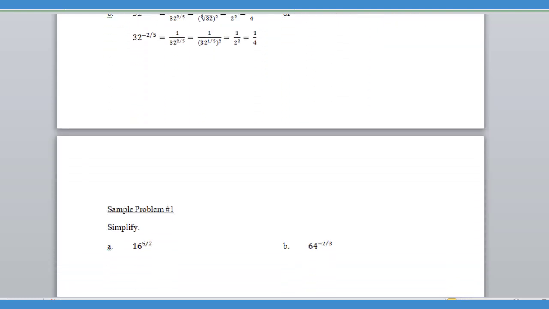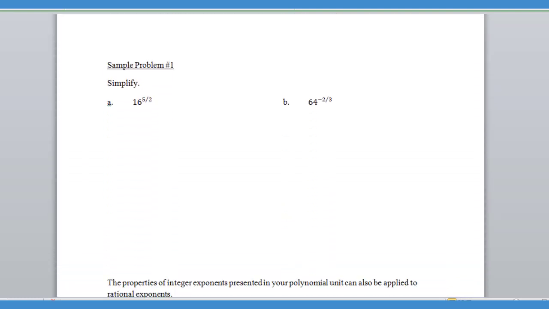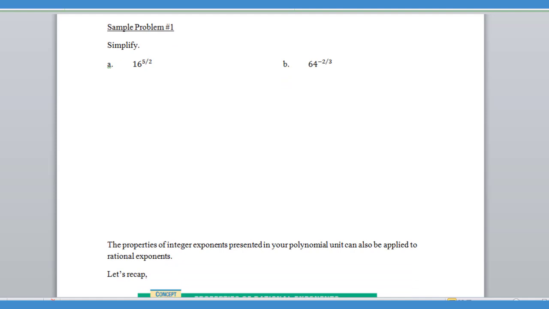Now, if we take a look at sample problem number 1, it says to simplify. And so you could, at this point, really just take your calculator and punch this straight into your calculator. Now, obviously, that's a skill that you're going to need to have, and you would want to use the caret button for that. So like if we did 16 and you used a little caret symbol, and then you would just do simply 5 divided by 2, and that would give you the answer straight away.